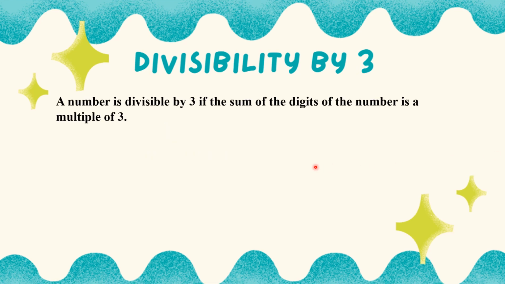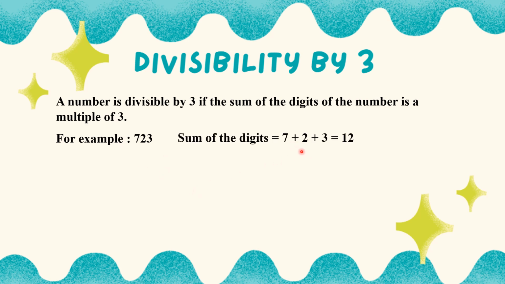Next, divisibility by 3. A number is divisible by 3 if the sum of the digits of the number is a multiple of 3, or you can say the sum of the digits will be divisible by 3. If I'm taking this example, I have a number 723 and without dividing it, I have to check whether it is divisible by 3 or not. So what do I have to do? I have to just add the digits. The digits are 7, 2 and 3. So 7 plus 2 plus 3 gives me 12. Now 12 is a multiple of 3, right? Because 12 comes in the table of 3. So I can say that 723 is divisible by 3.